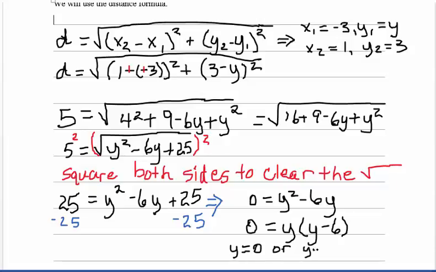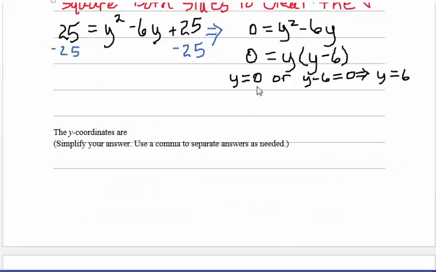And the zero product principle says in order for a product to be 0, either the first or the second factor is equal to 0. So in this case, that means either y is 0 or y minus 6 is 0. So our y coordinates then, when we solve y minus 6 equal to 0, we get y equal to 6. So our y coordinates are 0 and 6.